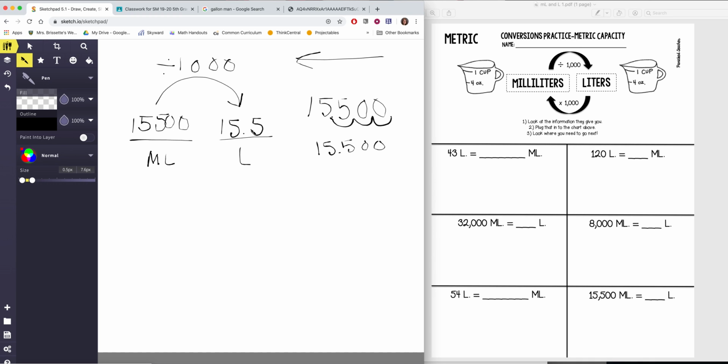If you notice, the metric system continues to be way easier than our customary system in terms of math. So that is the lesson I have for you today on metric capacity.